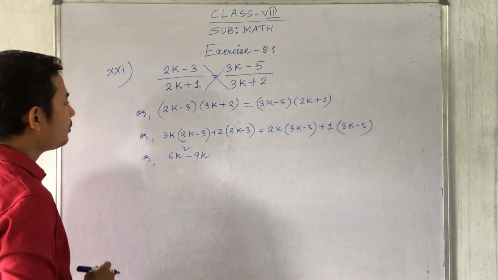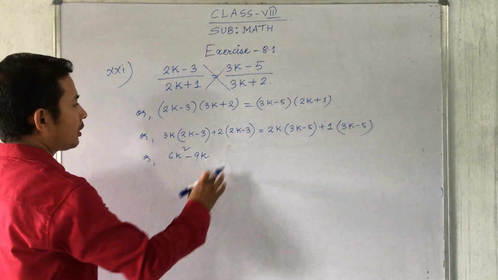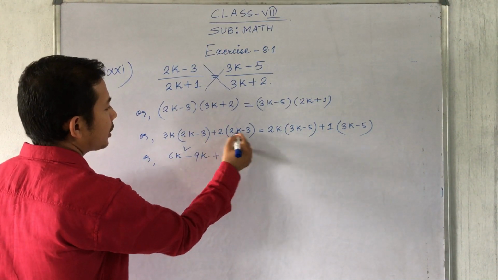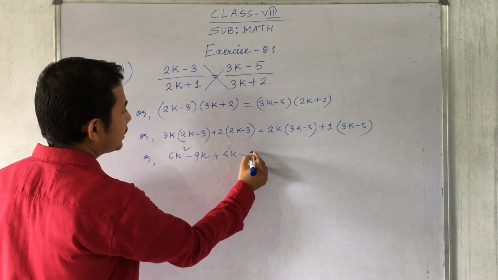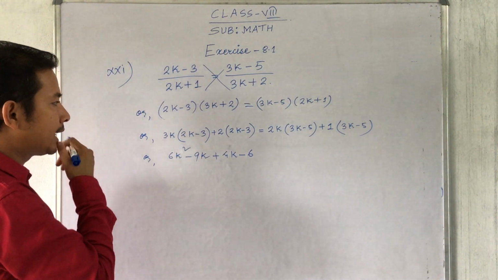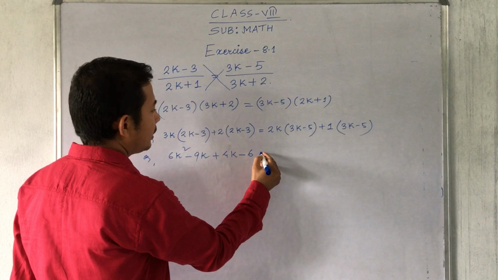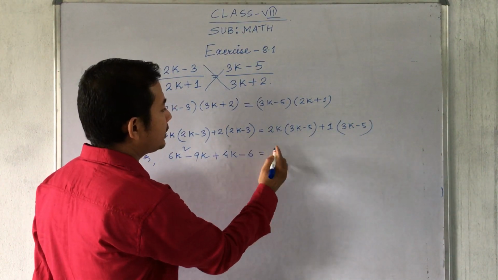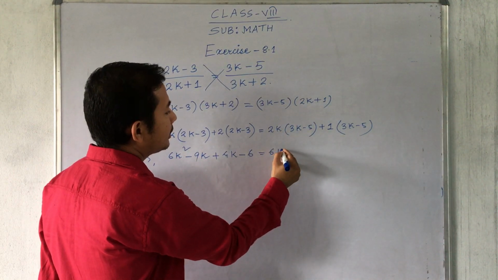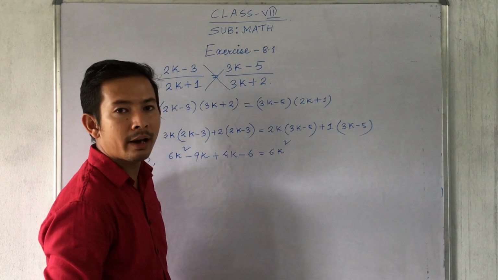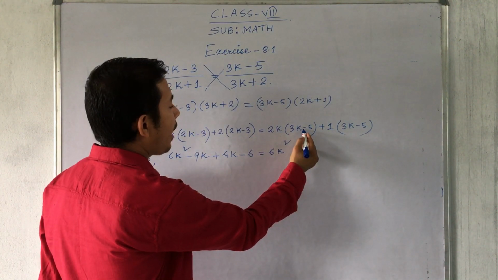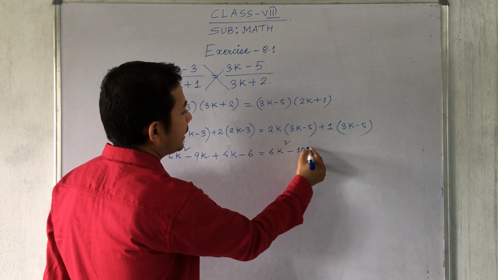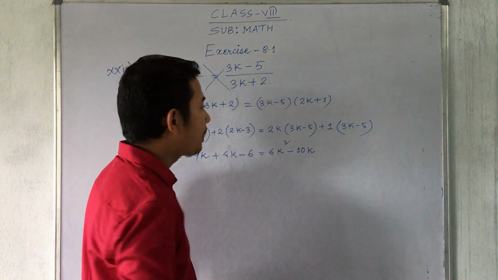Understood? Now by 2 plus 2 times 2 is 4k, plus minus 3 times 2 is 6. Understood? Now look at here. In the right hand side, what will be? 3 times 2 is 6, and this k and this k are the same variable, so it will be k square. Understood? Now to 5 plus minus 5 times 2 is 10k. Understood?